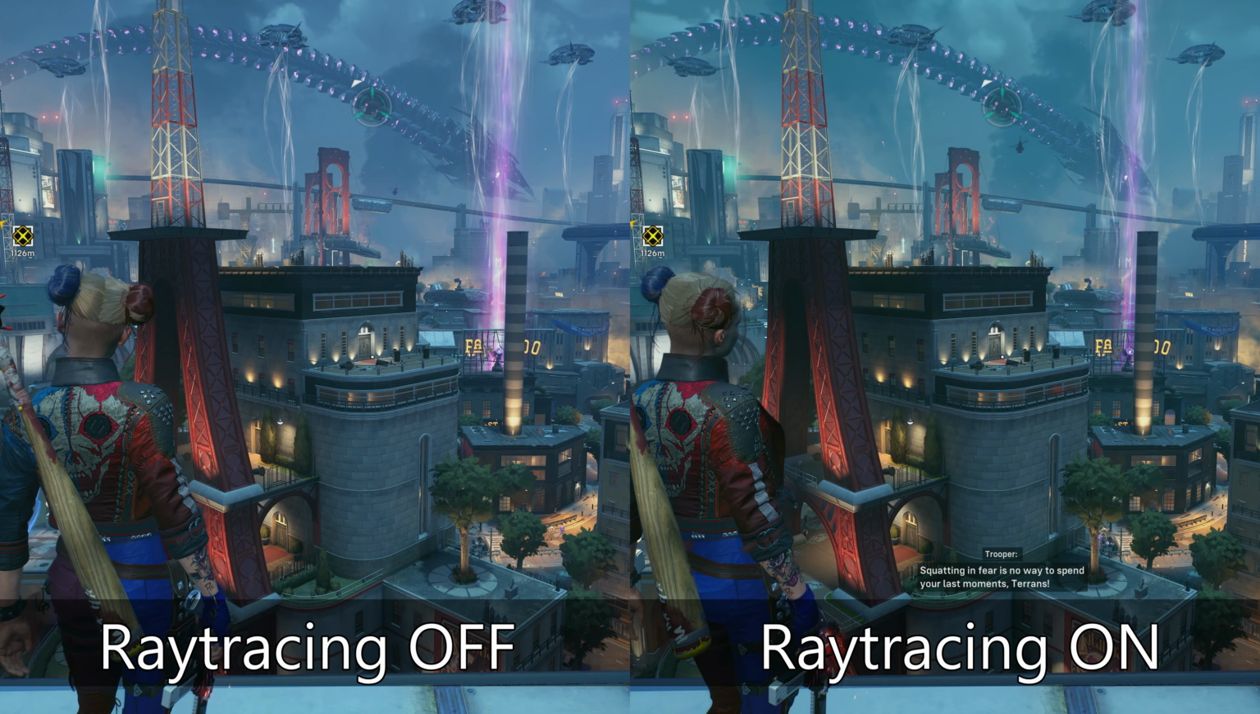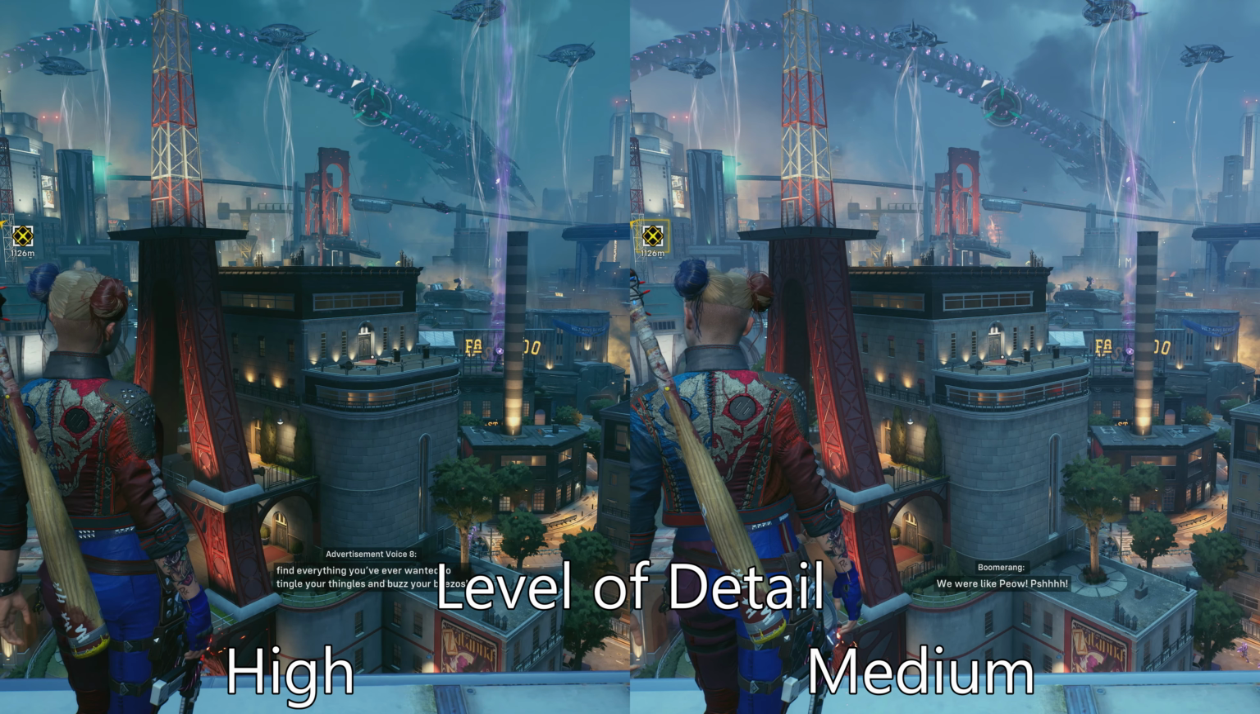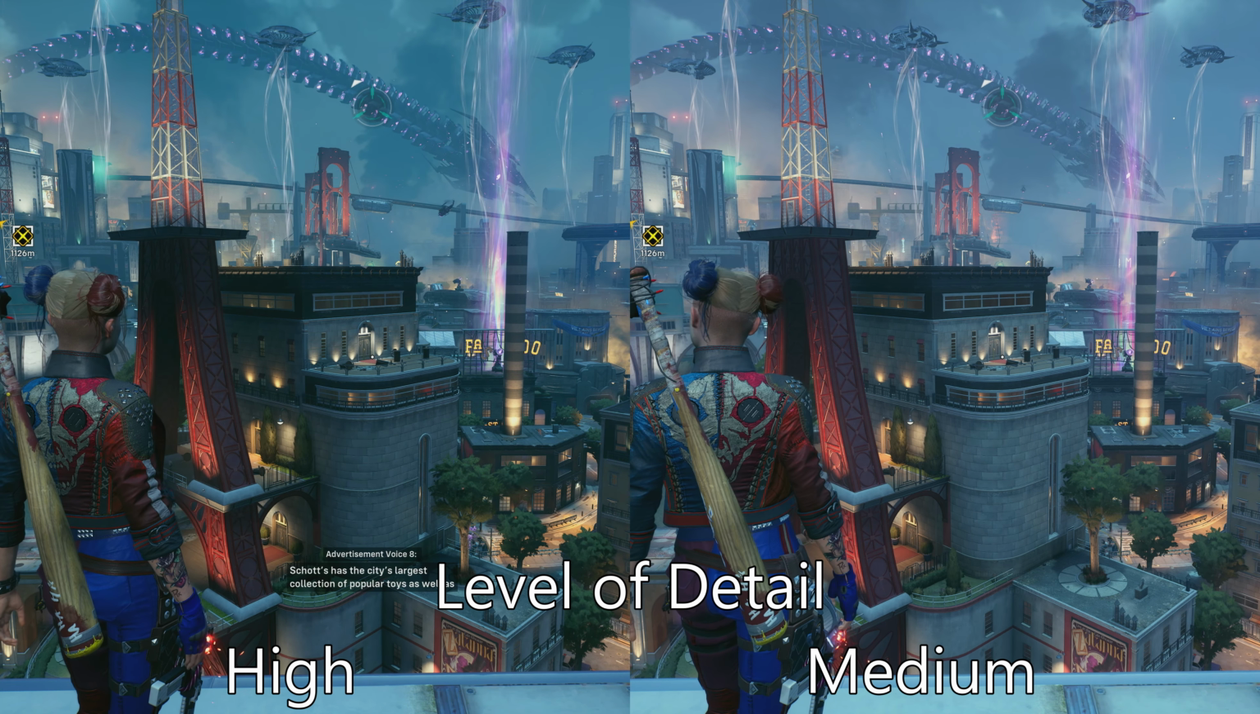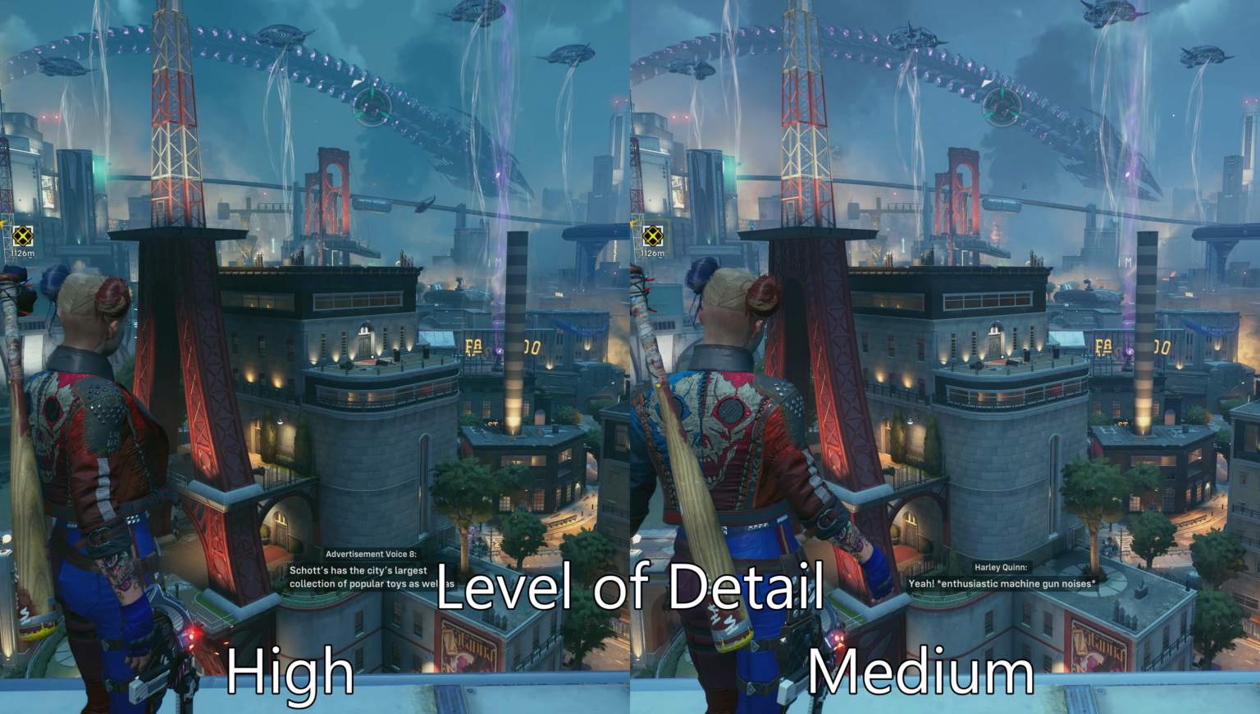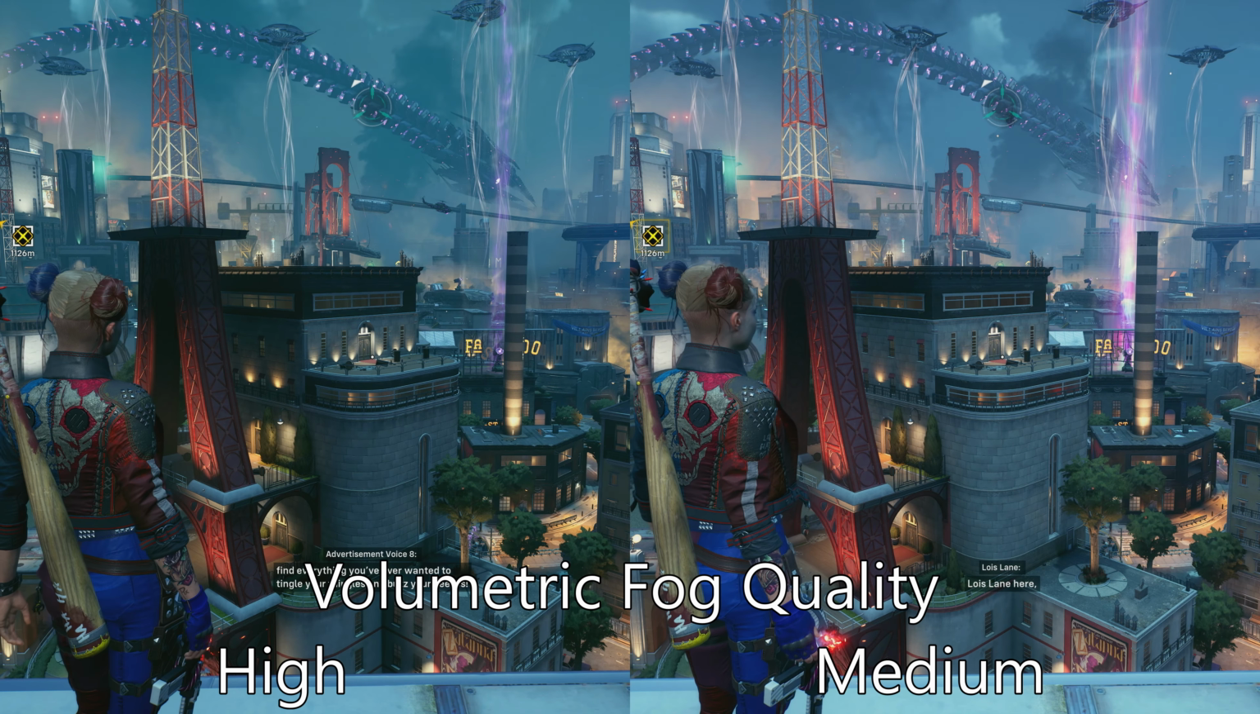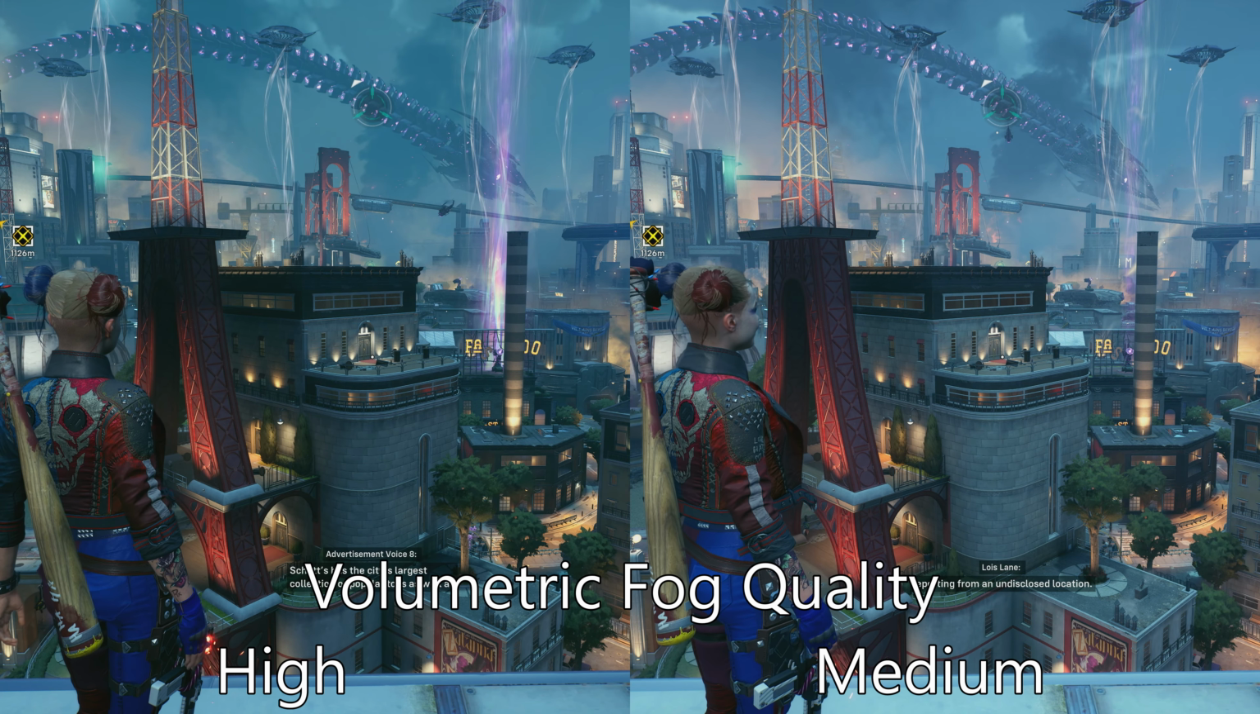Now let's take a look at how each individual graphical setting looks. We will compare the highest setting with each of the lower ones. The level of detail seems to impact the draw distance of the shadows and reflections. We can see that the shadows on the building are more prominent when on the highest level of detail. Also, we can see that far away reflections are either lower resolution or nonexistent as we decrease the level of detail. The volumetric fog quality impacts the density of the volumetric fog.